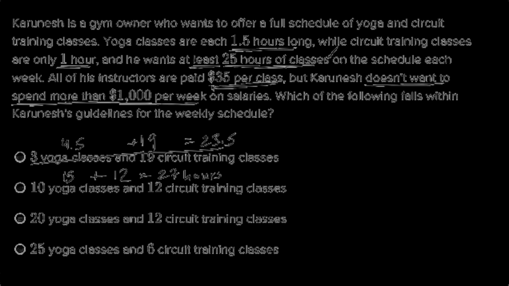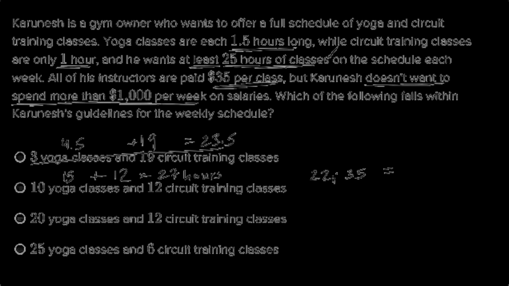So the classes are $35 per class, regardless of whether it's an hour and a half yoga class or a 1 hour circuit training class. So right over here, we're going to have a total of 10 plus 12, so there's going to be 22 classes times $35 per class. And what is this going to be? As I can already tell, it's going to be less than 1,000.